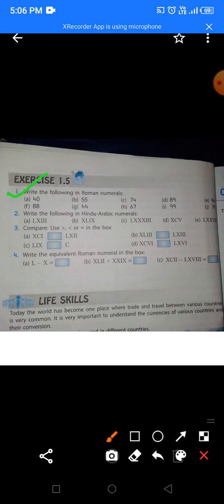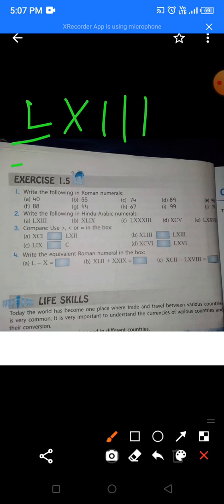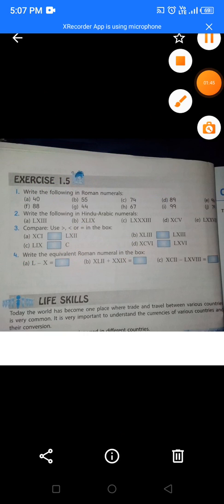Write the following in Hindu-Arabic numeral. The first numeral is this. Now, children, as you all know, L is nothing but 50. So, you will copy down the question first. Then just write the value. And now here, if you have learned, you know that this 10 after any number will be added to that number. So automatically it will turn 60. Yes? So therefore if we write the question again.